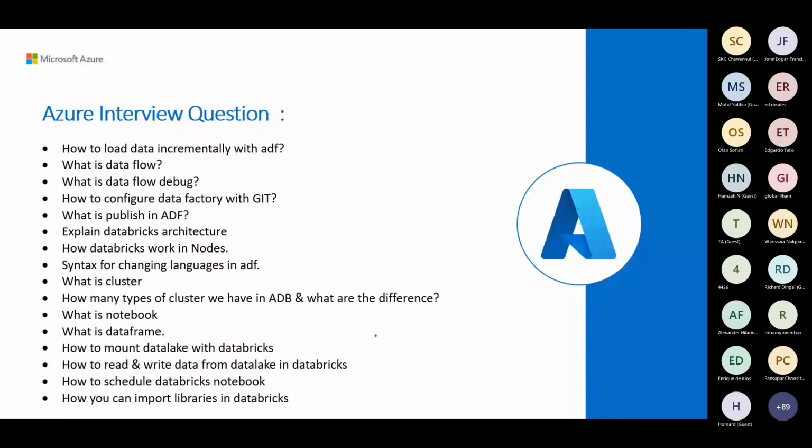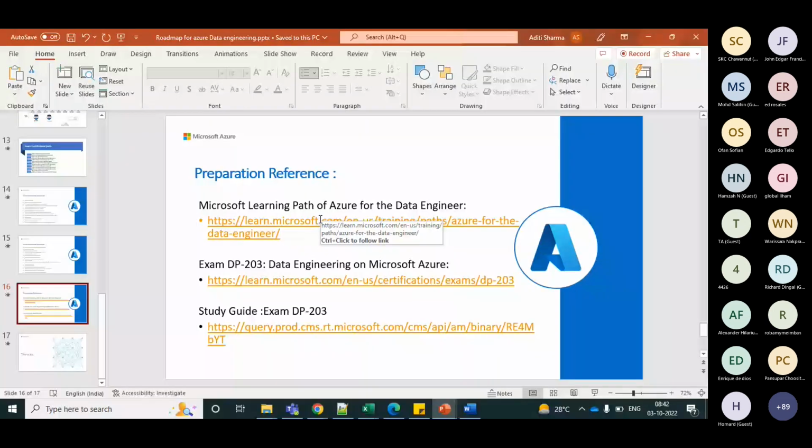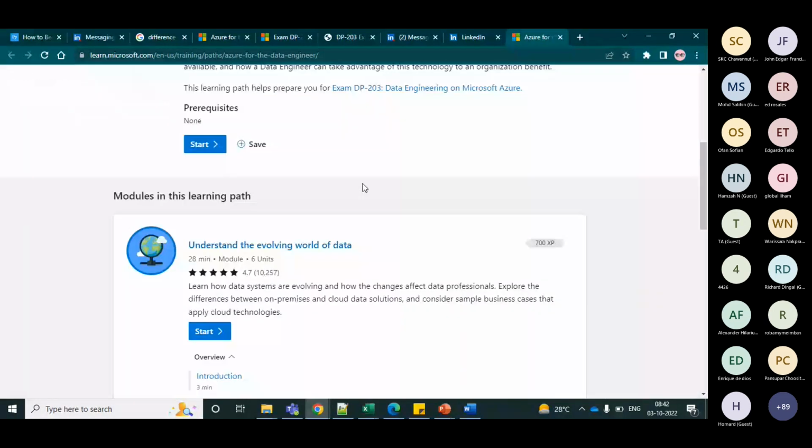These are some preparation resource reference links you also have. The first is the learning path provided by Microsoft for Azure. This is the first learning path provided by Microsoft for Azure data engineering. Okay, so I just want to show you this. Yeah, so this is Azure for data engineering. This is an official learning path that has been designed by Microsoft. They have mentioned all the modules over here.